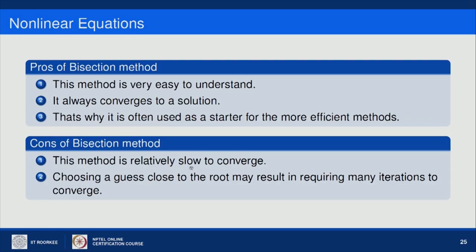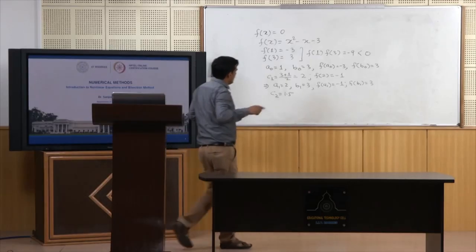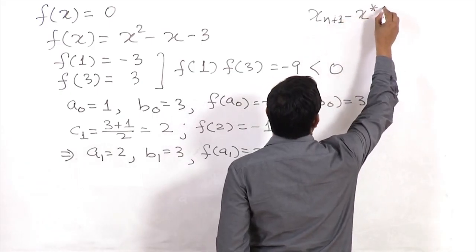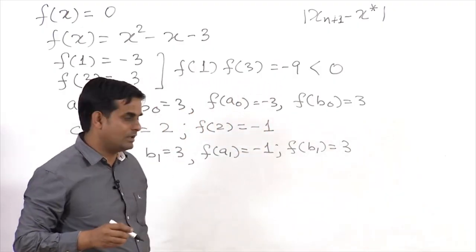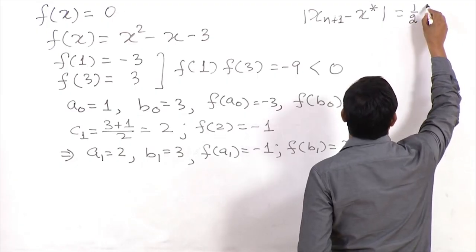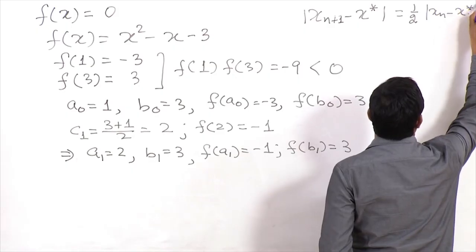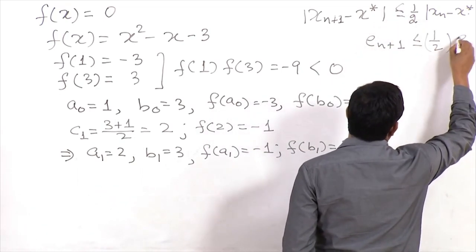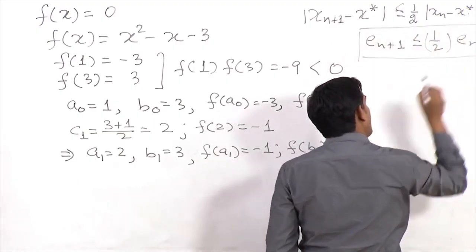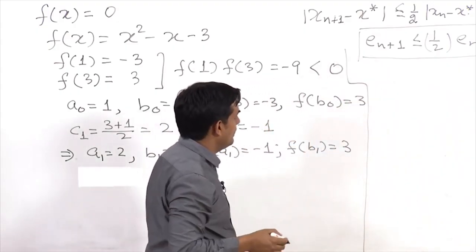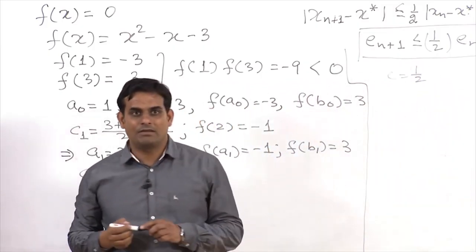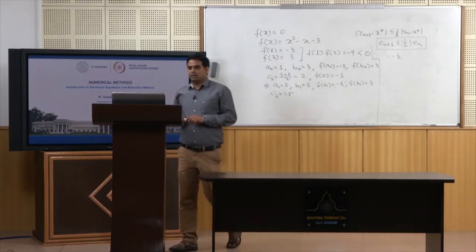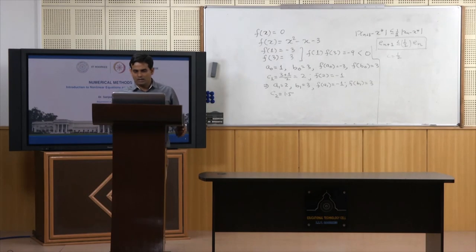The disadvantages are that this method is relatively slow to converge. Actually, you can see if I am having x(n+1) minus x star, that is the error in the nth iteration, hence E(n+1) is less than or equal to 1 by 2 En. So, if I check with the convergence formula, you can see if I take C equals to a half, this method is having exactly linear convergence. And hence, this method is quite slow to converge. Moreover, if you choose a guess close to the root, it may still result in requiring many iterations to converge.